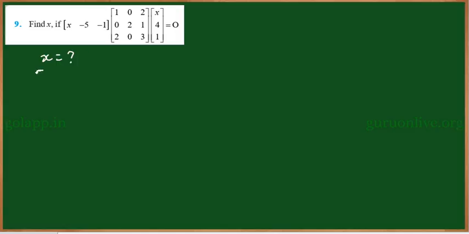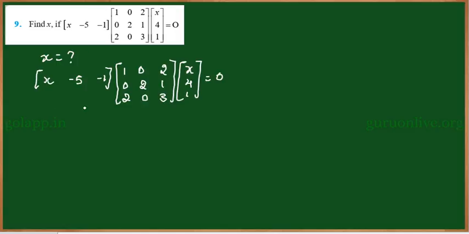So in the LHS we have to multiply three matrices. Let me multiply one by one. The first matrix is of order 1 cross 3 and the second matrix is of order 3 cross 3. First multiply these two, so the resultant matrix will be a 1 cross 3 matrix. We get the first row with first column: x into 1 is x, minus 5 into 0 is 0, minus 1 into 2 is minus 2.